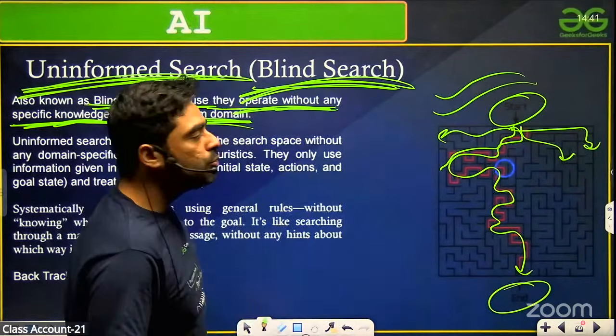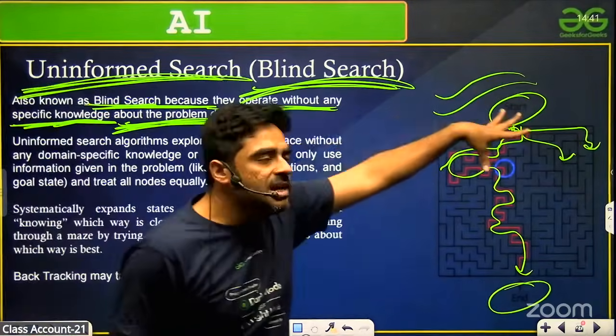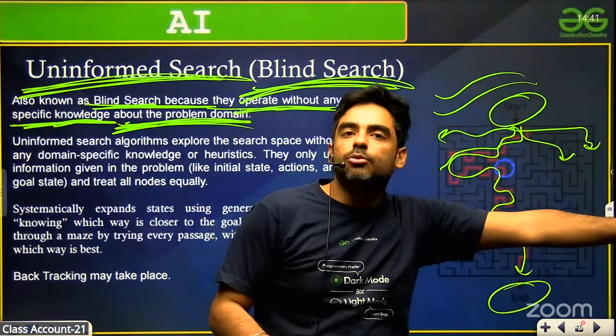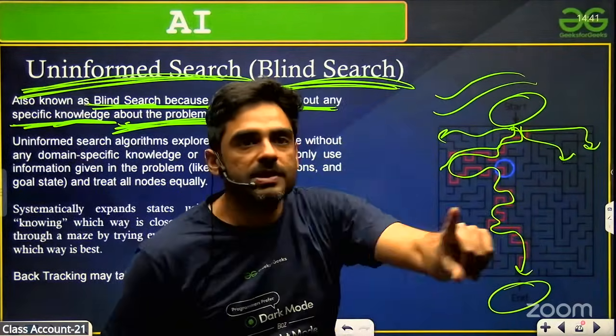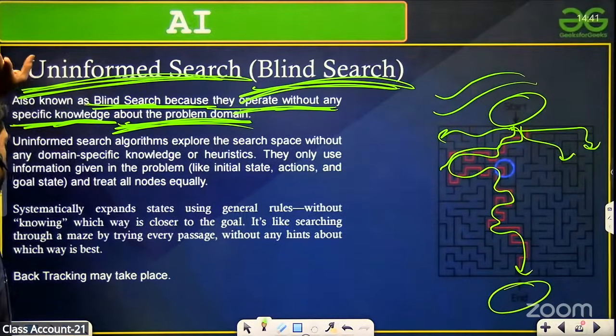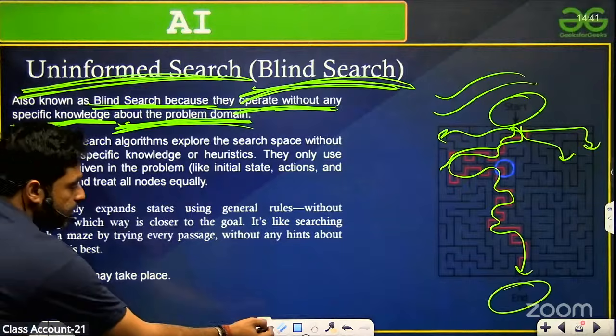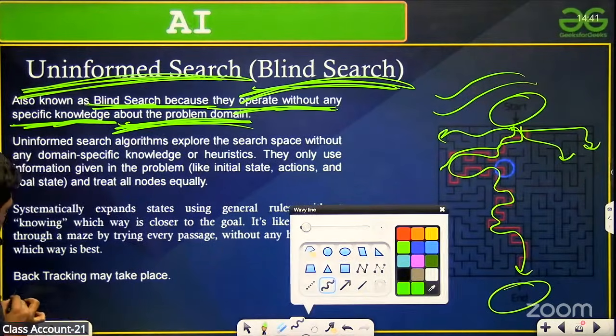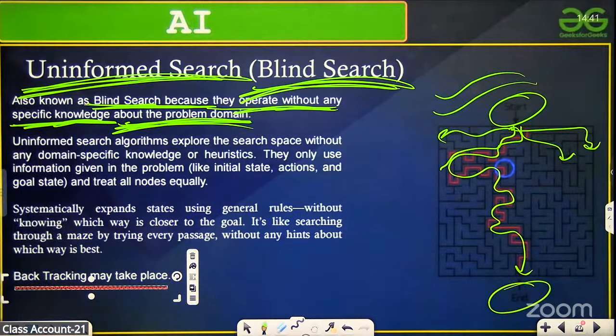तो वही हमको सॉल्यूशन निकालना होता है यूजिंग दी एल्गोरिथम्स. That comes under what? That comes under uninformed search. ओके, चलिए. अच्छा, अब यहां पर एक इंपॉर्टेंट पॉइंट था, बैक ट्रैकिंग में टेक प्लेस.